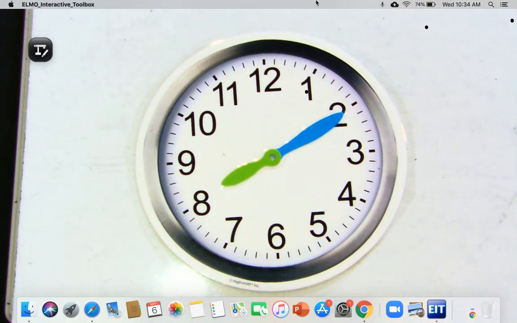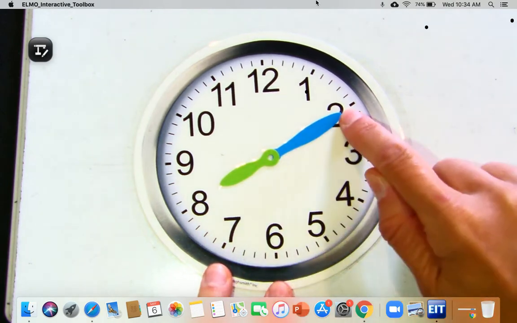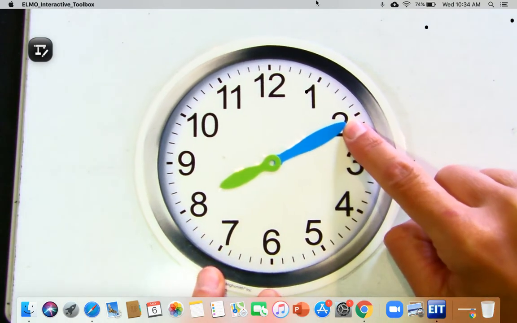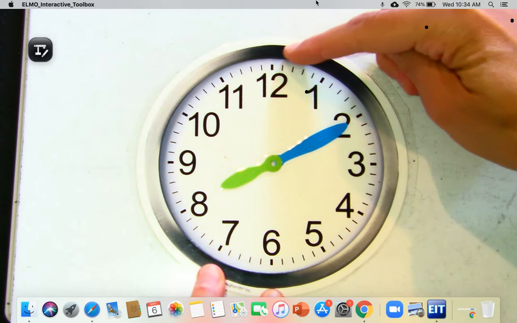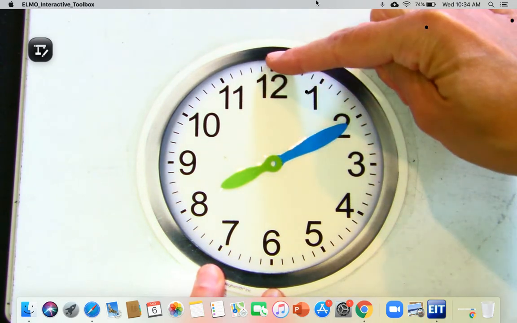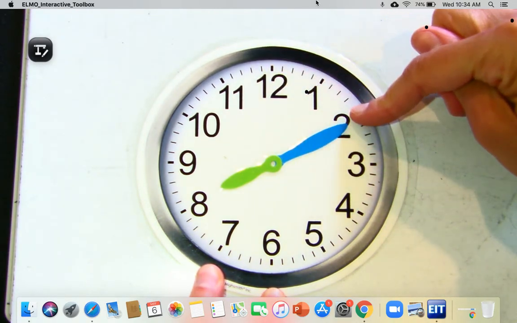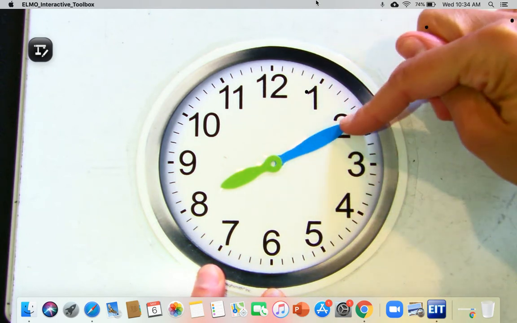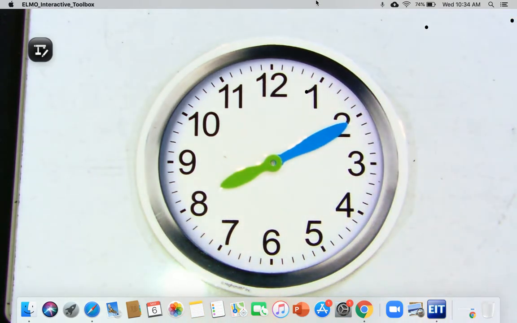So the time is 8:10, right? Because we count by fives as we go past the hour. This would be 8 o'clock, 8:05, 8:10. So this is 10 minutes after 8, or 10 past 8.